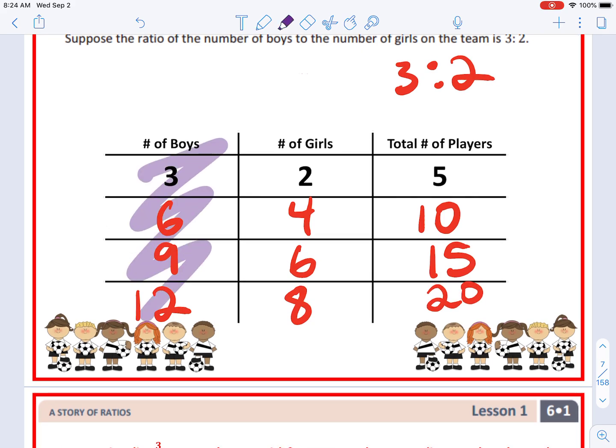So looking at this, are there patterns in each of our rows? You should have said yes, because there is. In the row of boys, we're counting up by 3s. In the row of girls, we're counting up by 2s. And the total number of players, we are counting up by 5. Okay?